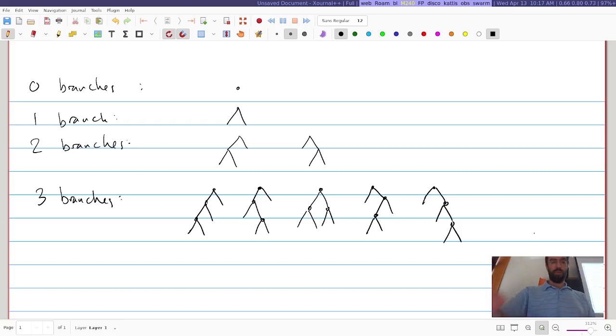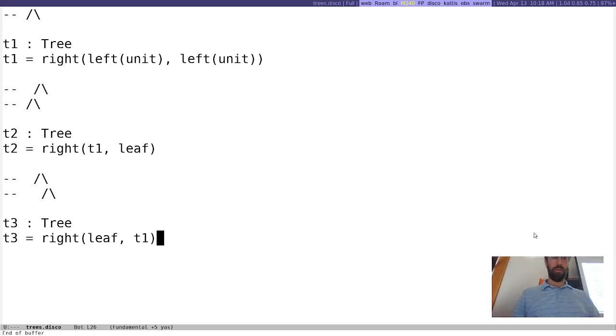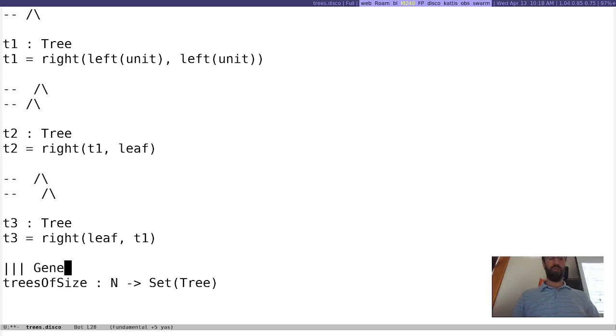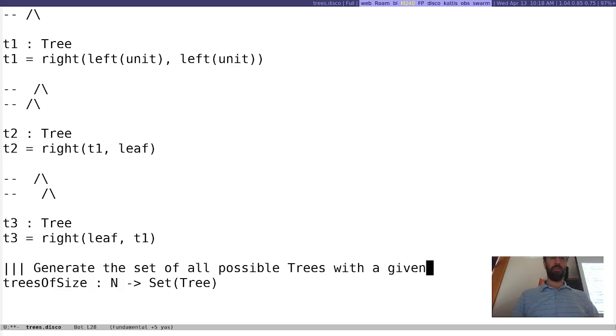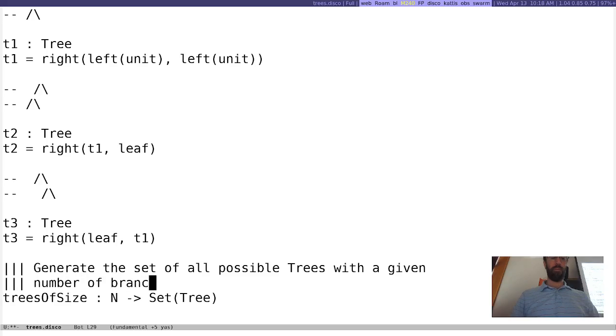So something fun I can do: let's write a Disco function that will output all the trees with a certain number of branches. So let's call it trees of size. It's going to take a natural number, the number of branches we want, and it's going to return a set of trees. So generate a set of all possible trees with a given number of branches.